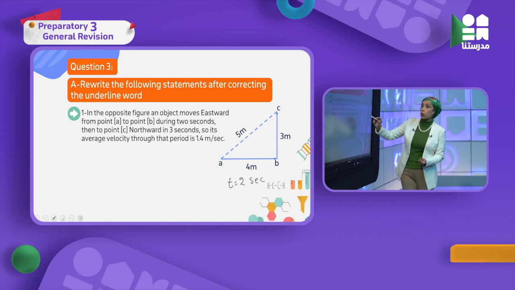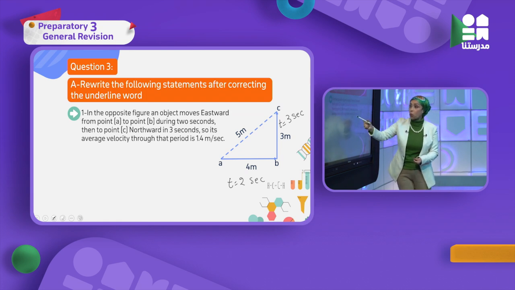Then it moves northward, covering 3 meters in another 3 seconds. Here the time equals 3 seconds. So its average velocity through the period is 1.4 meter per second. He asks me whether the average velocity equals this amount, 1.4 meter per second. Let's solve it and see if it's right or not.